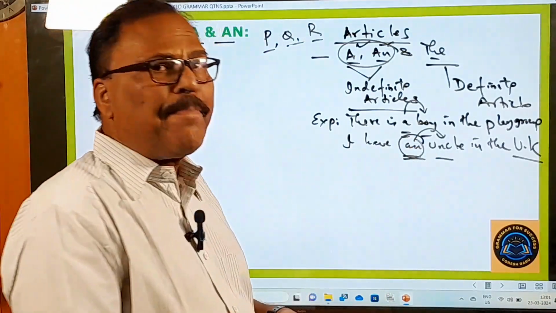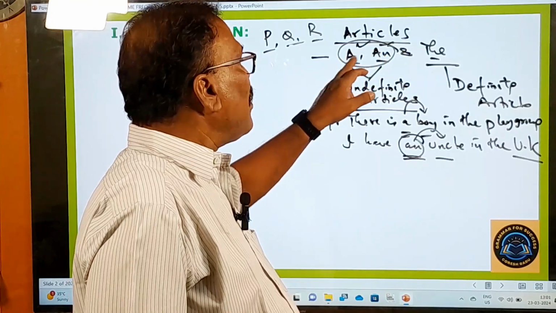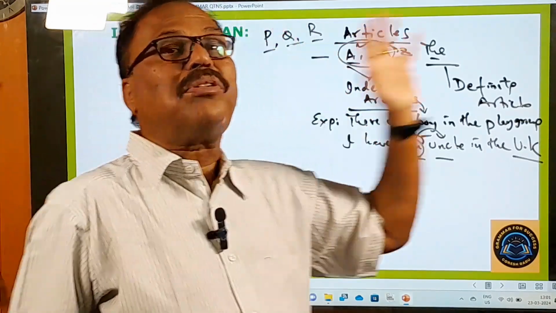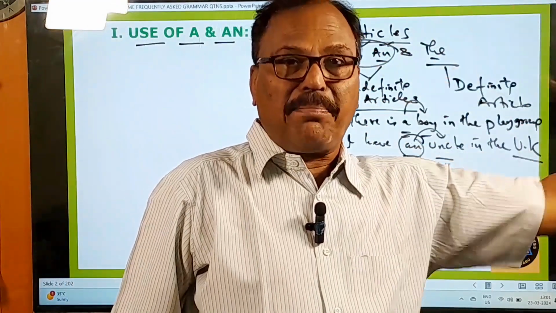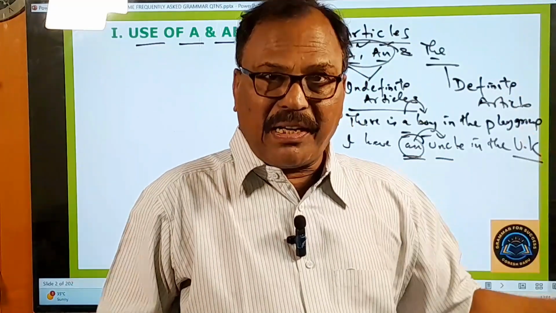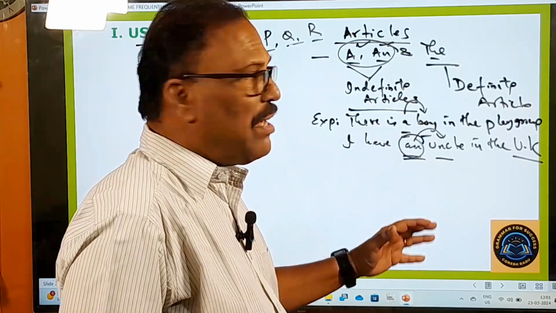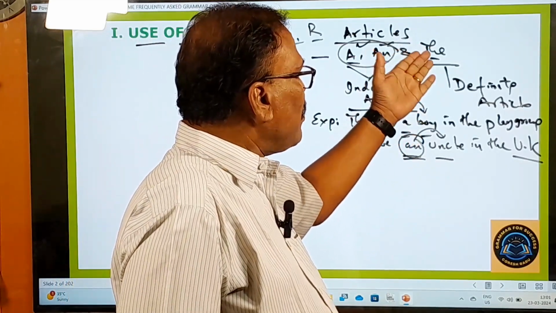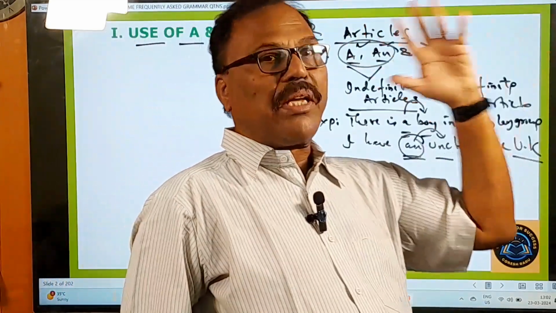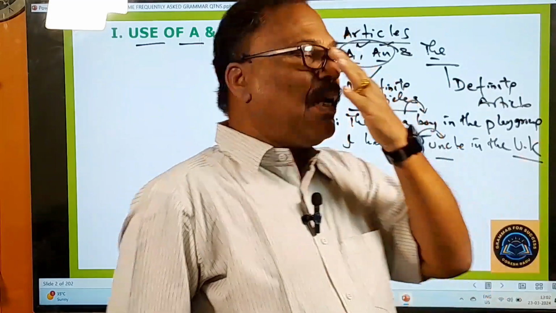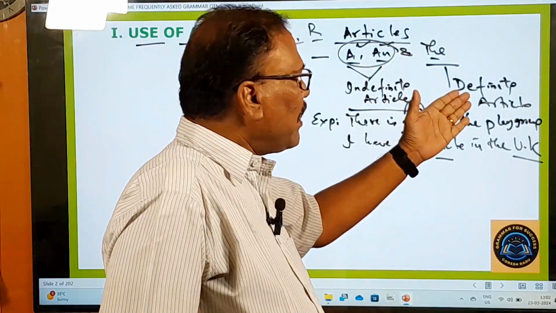So in this way, a and an, these two articles, do not show a person or a place or a thing definitely, and therefore they are called indefinite articles. Whereas the shows a person or a place or a thing definitely, and therefore it is called the definite article.